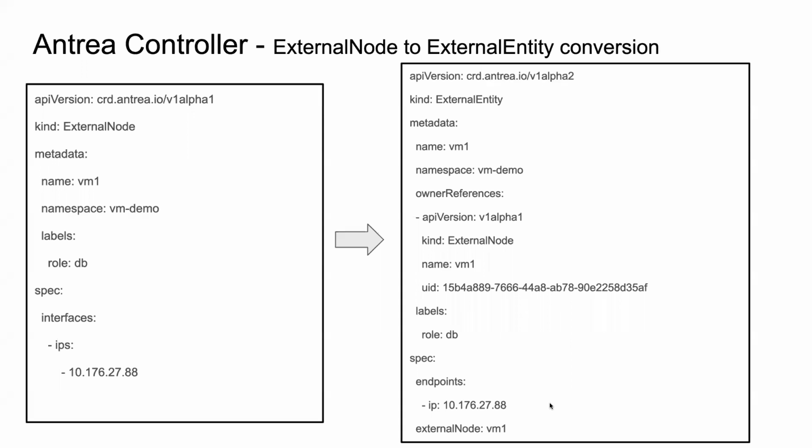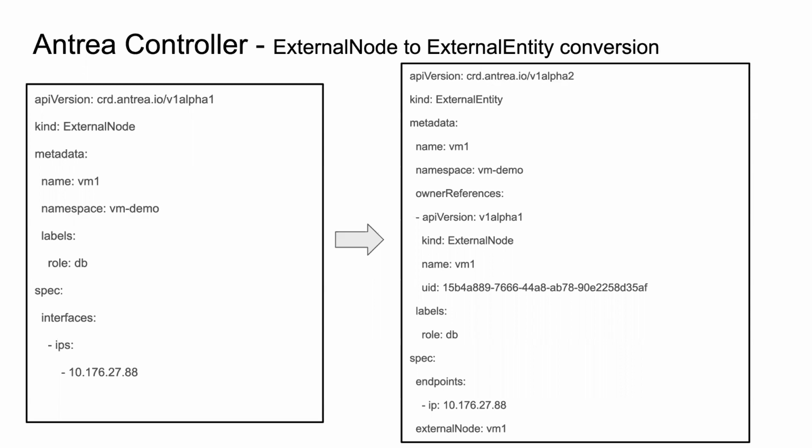Actually, we have two types of external entities. I think what Mengdi and Wen showed here is just one type. This type is created from an external node. Basically, it's a VM. We create an external entity from the external node for that VM. But there can be another type.